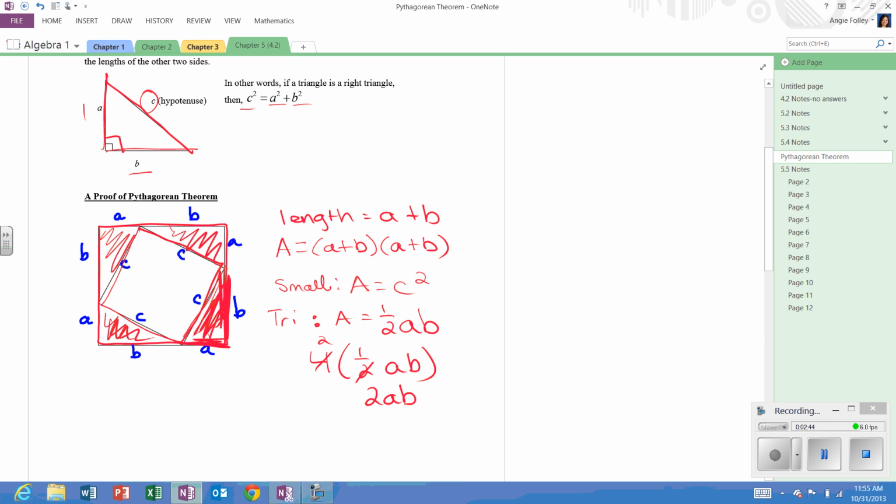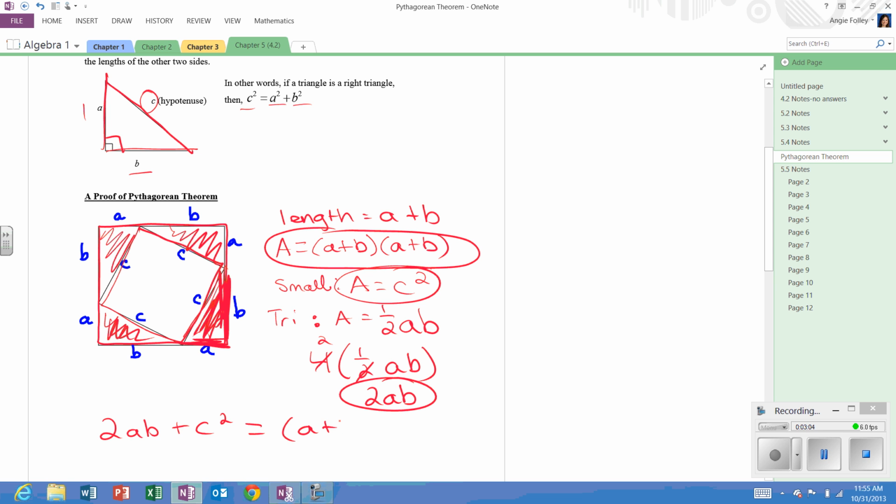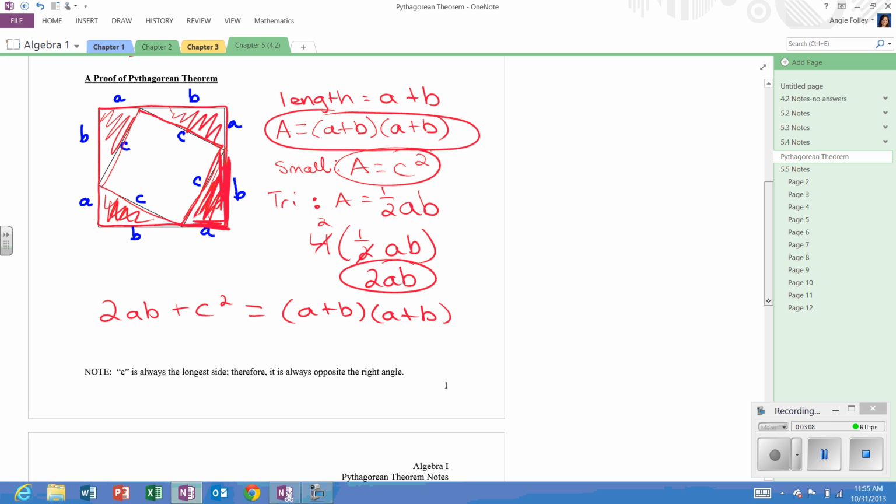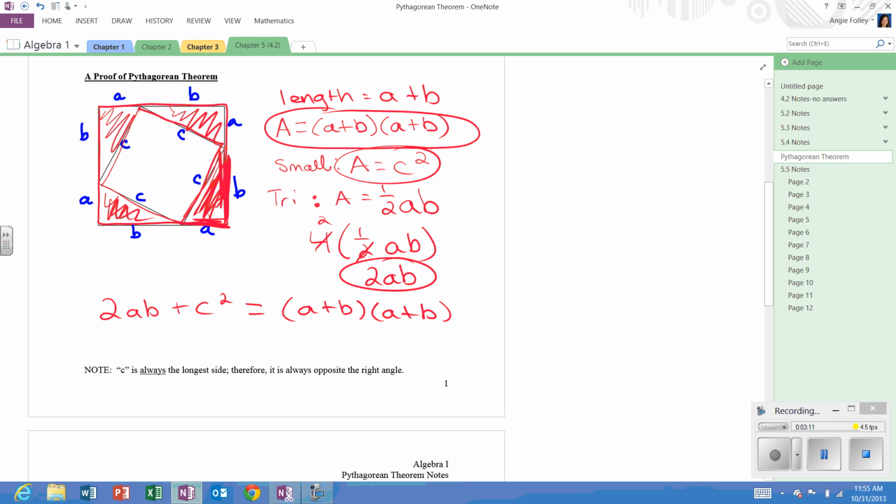Okay, so all added together, the area of the four little triangles, 2ab, plus the area of the little square, that area we said has to be equal to the area of the whole big thing, which was a plus b times a plus b. Okay? So I'm going to keep going. All right. If we carry this out, we're going to get 2ab plus c squared equals.